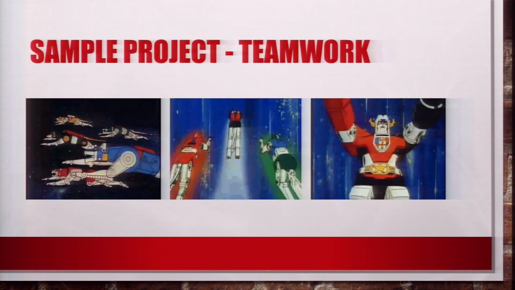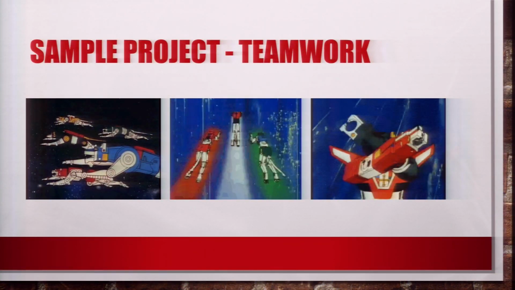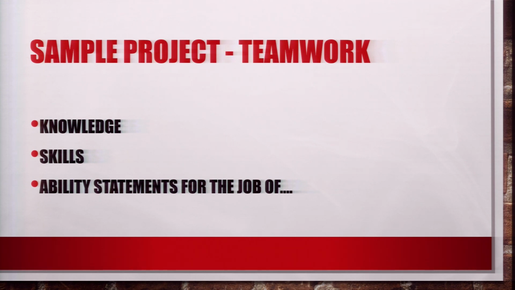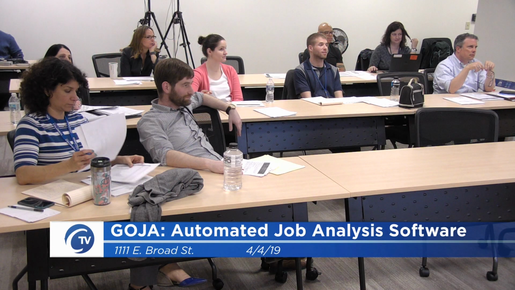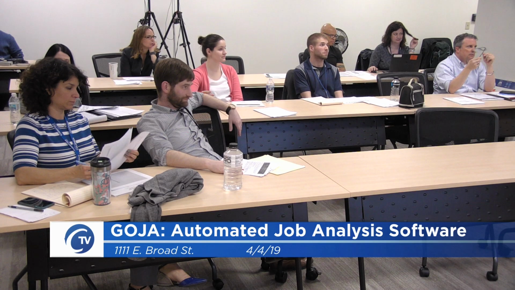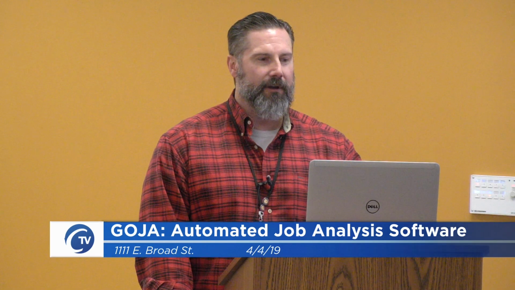So we're going to do a sample project here to see how well you all work as a team. This is going to be lots of fun. So Carla, Jeremy, and Beth, you are going to be my knowledge statement group. Chelsea, Liz, and Nathan, you're going to be the skills statement group. Eric, Rich, and Kat, you're going to be the ability statement group. So we're going to take 5 minutes to write KSA statements for the job of sumo wrestler. Clock's ticking, go.